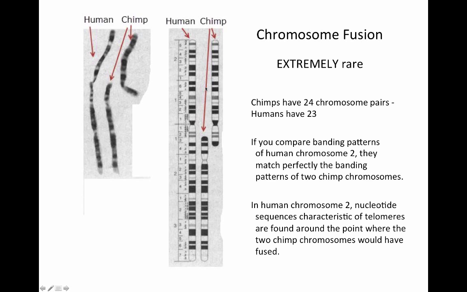Not only that, but as you'll recall from Gen Bio and genetics, there are these structures called telomeres at the ends of chromosomes, and they're associated with particular nucleotide sequences. And those nucleotide sequences that are associated with telomeres are found right in the middle of human chromosome 2, right at the point where these two chromosomes might have joined together to form one chromosome. So, pretty strong evidence that this one chromosome in humans, chromosome 2, was actually formed by chromosome fusion of these two chromosomes found in chimps and presumably found in the common ancestor of chimps and humans.